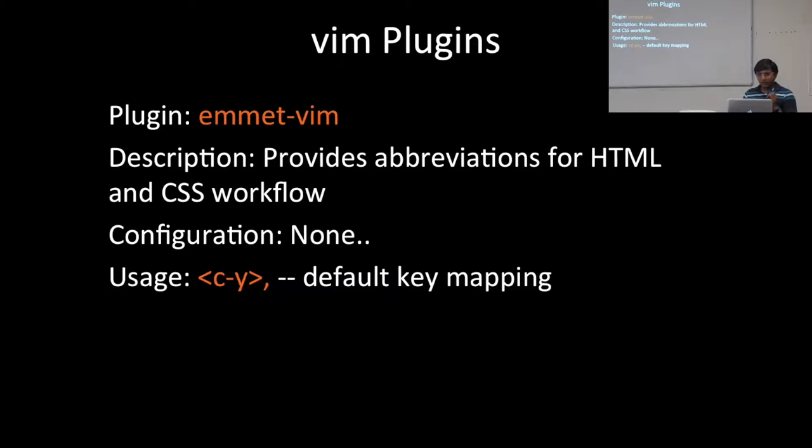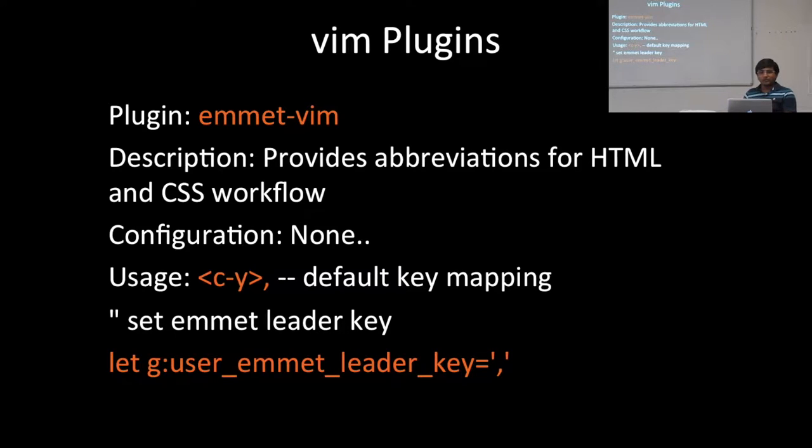How can you use that? They have a default key mapping. Say Control Y and comma will expand the code of whatever abbreviation you provide. When you hit Control Y and comma, it will expand your code. But I did not like it. So I changed it to comma, which is easy for me. So whenever I'm done with my abbreviation string, I just hit comma, and it will expand the code for me. As long as you're not in a CSV file, you're okay. Of course, I'm working in HTML. CSV doesn't have any problem with that.